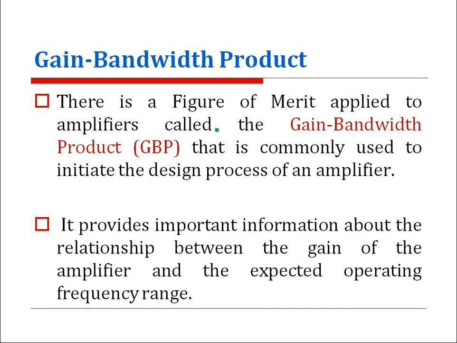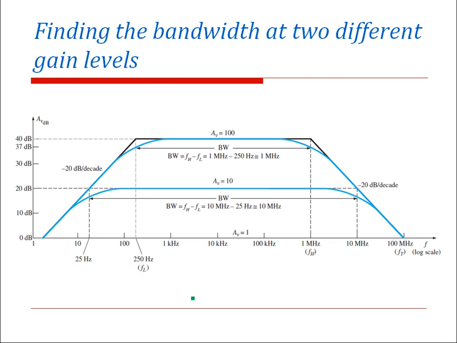The next concept is gain bandwidth product. So what is gain bandwidth product? This is a figure of merit applied to amplifiers that is commonly used to initiate the design process of an amplifier. It provides important information about the relationship between the gain of the amplifier and the expected operating frequency range or the bandwidth. Now you can find the bandwidth at two different gain levels. This is the gain level when Av is equal to 100 and when Av is equal to 10.